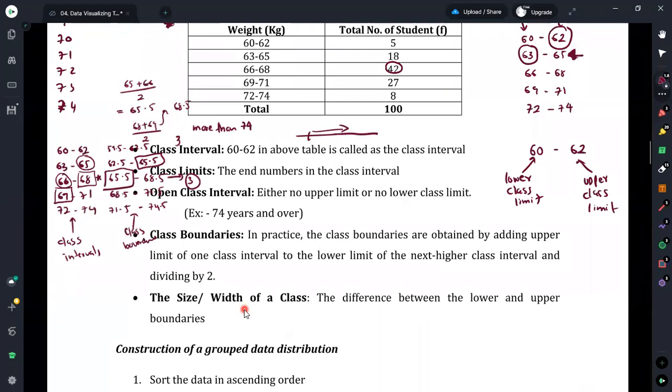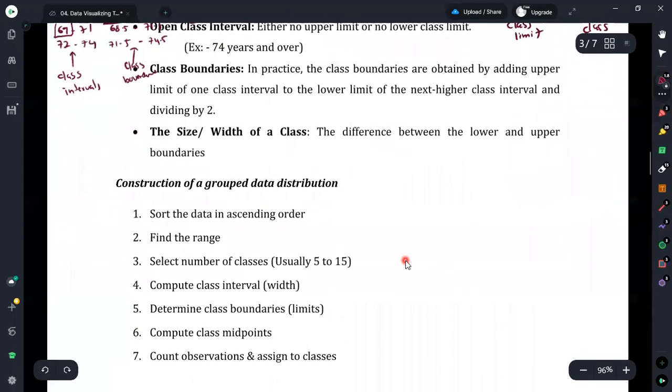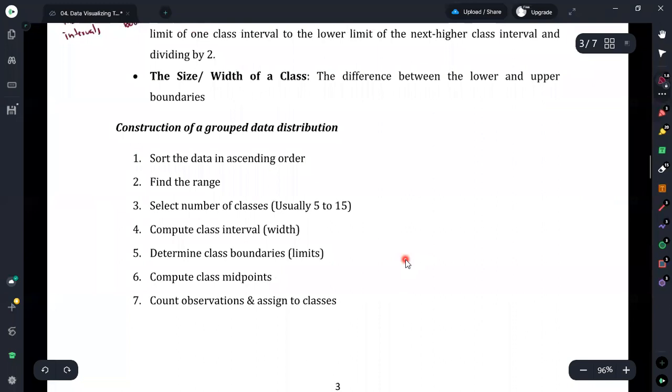Now we'll see an example related to the group frequency distribution, and how we can construct these group frequency distributions. When you are going to construct group frequency or grouped data distributions, we have to follow this set of steps. First, we have to sort the data in ascending order.